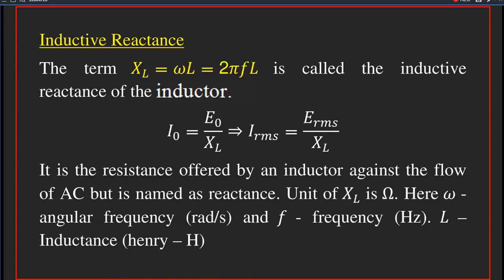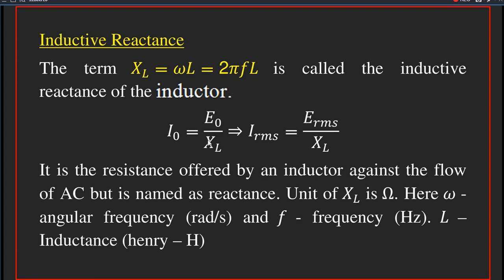Now a new term introduced in this lesson is inductive reactance XL, which is equal to omega L or 2 pi F L, where omega is the angular frequency, F is the frequency of the AC, and L is the inductance of the coil. This quantity is called the inductive reactance of the inductor. We have seen that the peak value of current I0 is equal to the peak value of applied EMF E0 divided by XL.